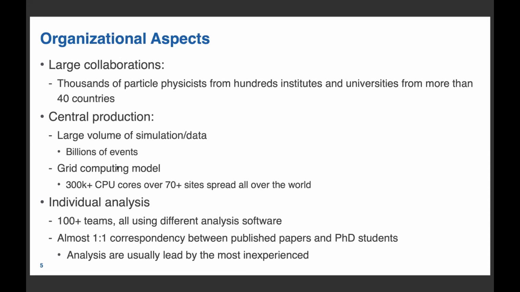And usually a grid computing model is used. These numbers come from CMS. We have 300,000 CPUs available over 70-plus sites spread all around the world. And when we speak about individual analysis, roughly inside the collaboration, there are more than hundreds of teams, all using different analysis codes. All these codes doing more or less the same things.